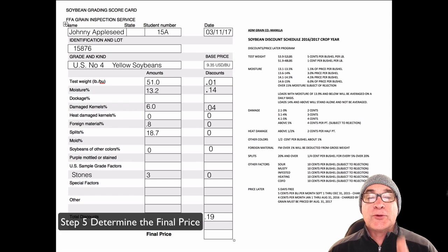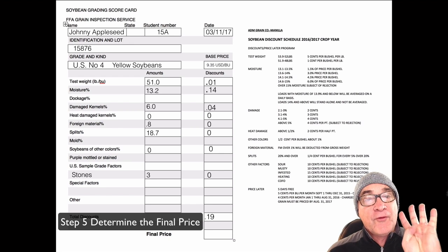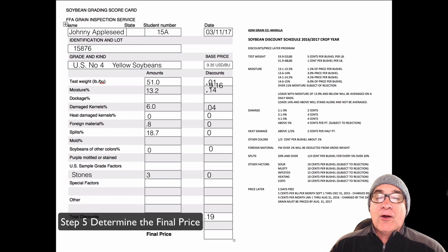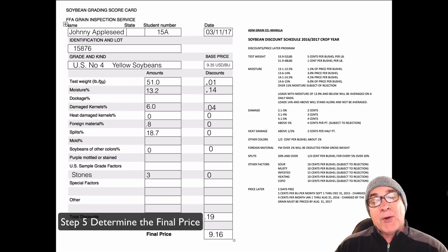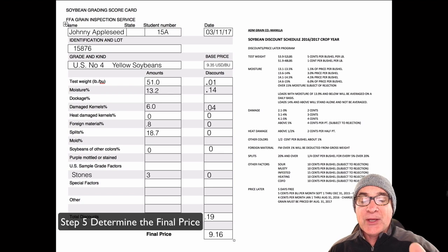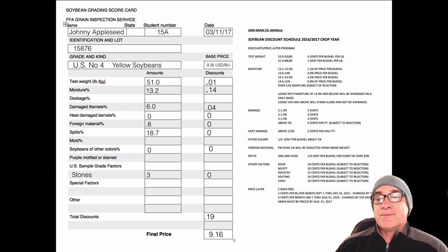And once you have that, you subtract that from the base price or the market price. So you take $9.35. That's how much the market price is. Because it's a grade 4 now, you take off 19 cents. And when you get it all done, it's $9.16. So that's the fifth part, just subtracting the total discounts from the base price. And step 5 is our final price that gets to the grower.